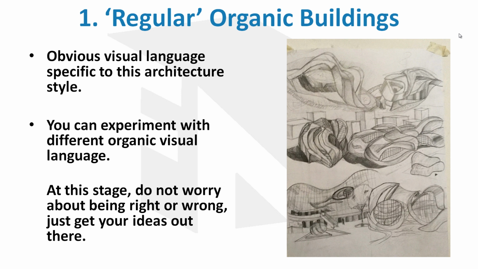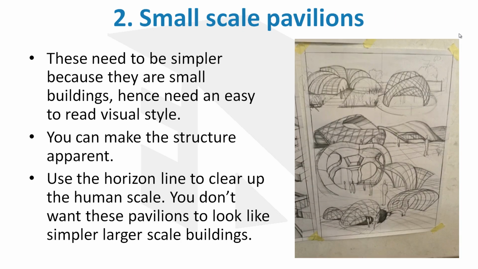Well, these are the 5 categories: regular organic buildings, right? They have a visual language specific to this architecture style, and obviously you can experiment with different types of visual language like this. But at this stage, don't worry too much about being right or wrong. Just get your ideas out there.